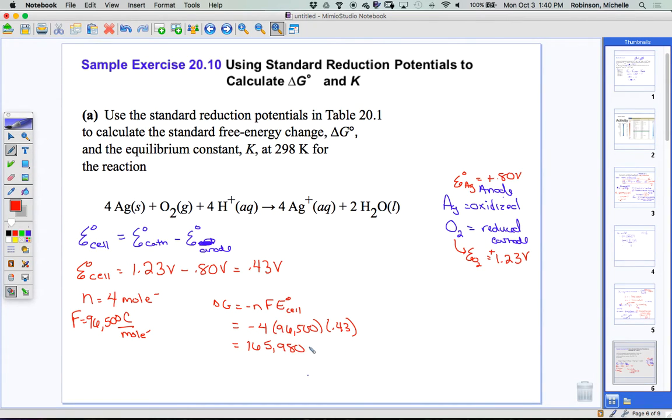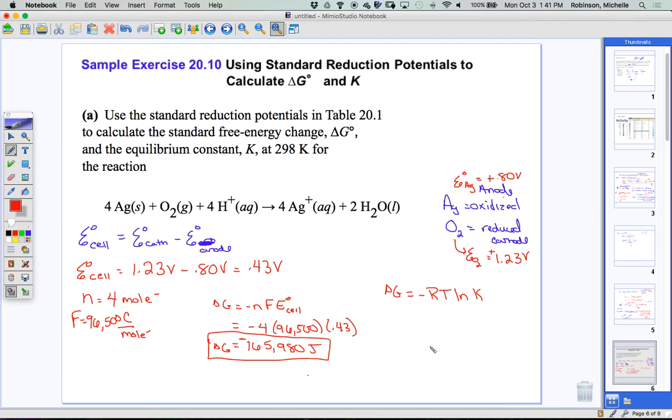If we keep all the significance, is that what you got for delta G? It's negative actually. Oh yeah, negative. I dropped my negative. Thank you. Okay, so there's delta G. And now you got to find K. So delta G equals negative RT ln K.